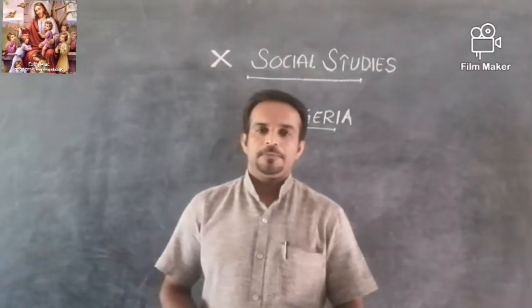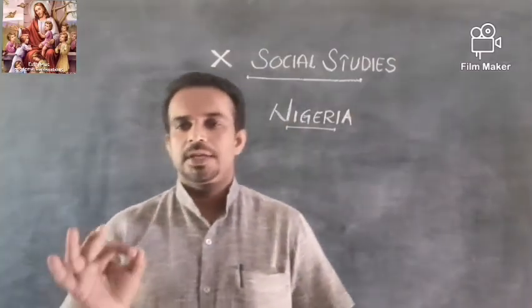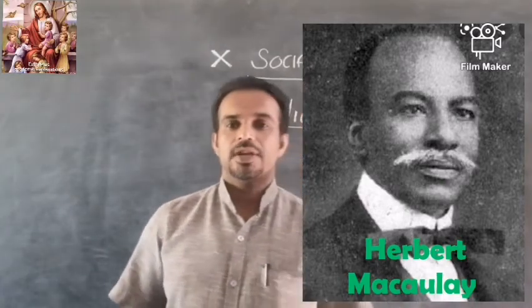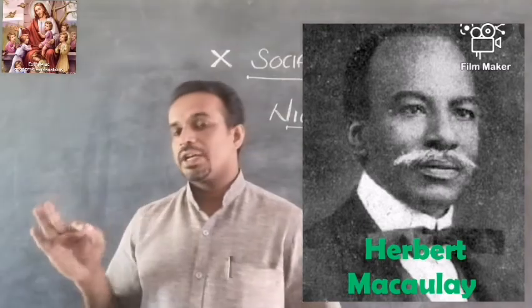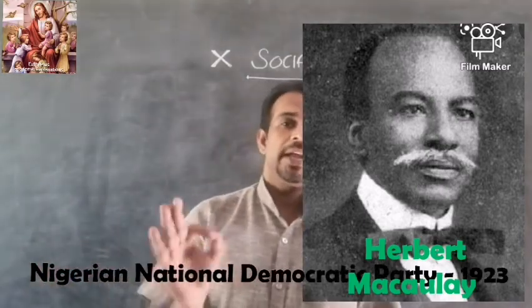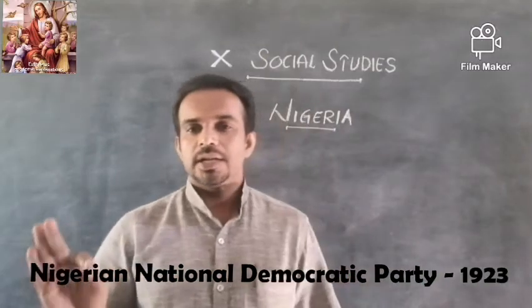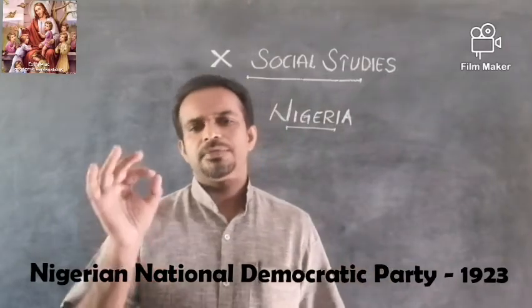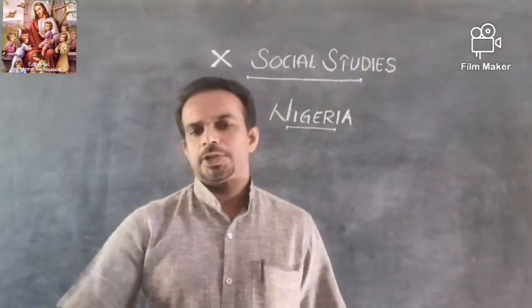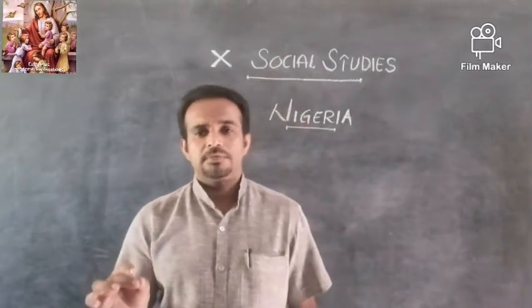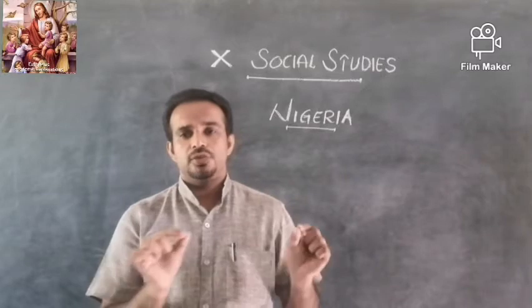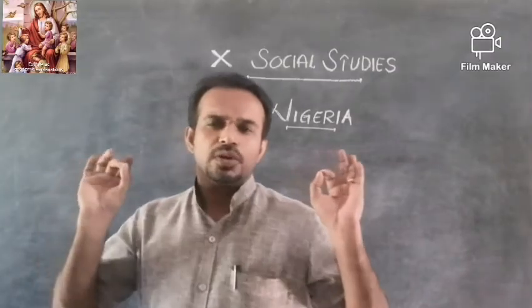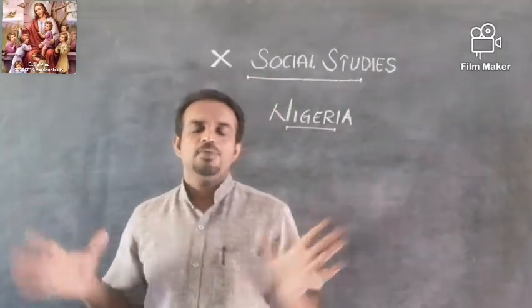So in 1923, one of the prominent leaders from Nigeria, Herbert Macaulay, established the first political party of Nigeria, the Nigerian National Democratic Party, NNDP. It was established by Herbert Macaulay in 1923, and from then onwards they participated in the elections. And the great thing about Herbert Macaulay and his political party is that in the elections of 1923, 28 and 33, they participated and won total seats in the legislative bodies.